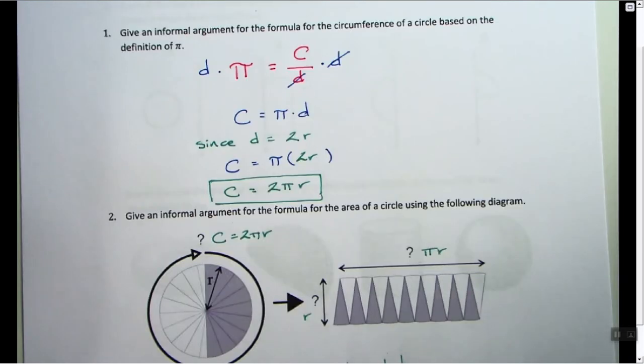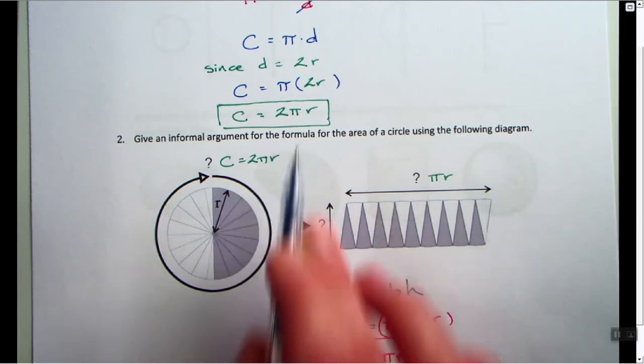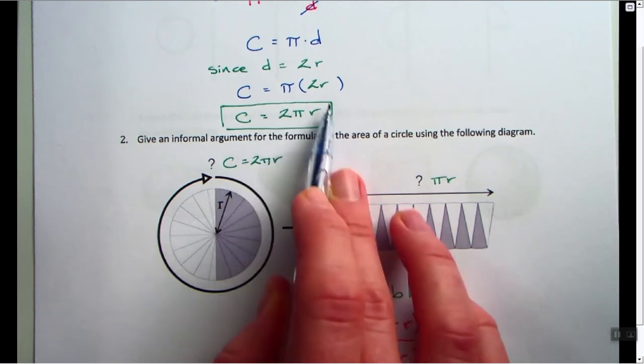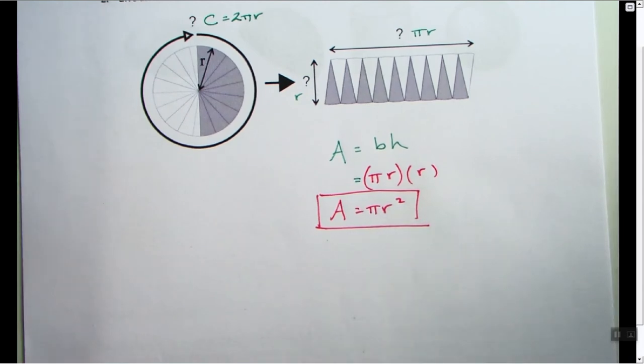I really struggle with the fact that most people don't know the difference between 2 pi r and pi r squared, because both have r's, both have pi, both have the number 2. But this one is a length, and so radius is not being squared. This one is an area, and so radius is being squared. Please don't get those mixed up.